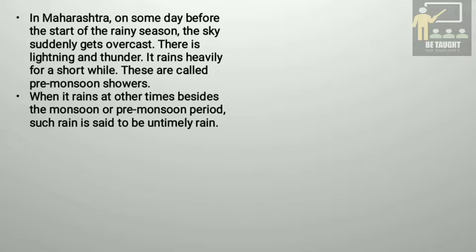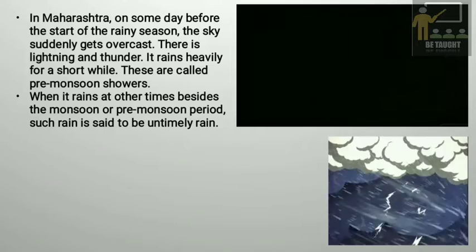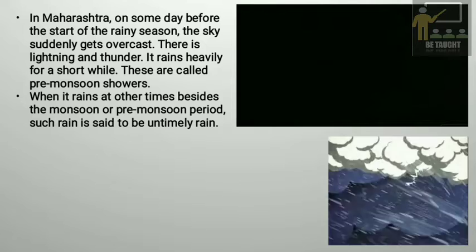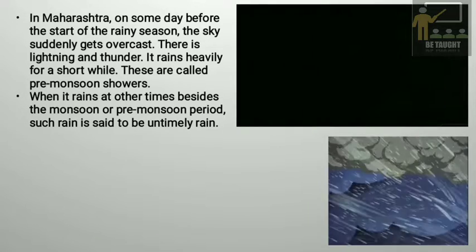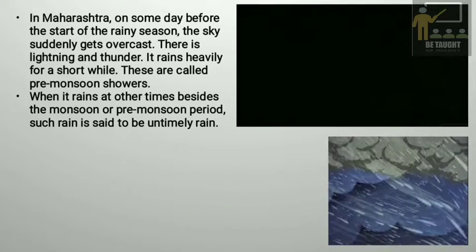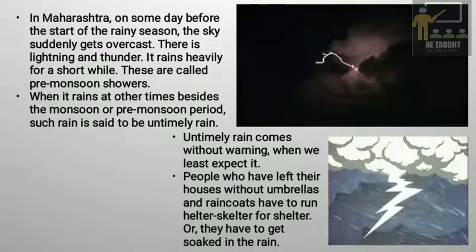In Maharashtra, on some day before the start of the rainy season, the sky suddenly gets overcast. There is lightning and thunder. It rains heavily for a short while. These are called pre-monsoon showers. When it rains at other times besides the monsoon or pre-monsoon period, such rain is said to be untimely rain.